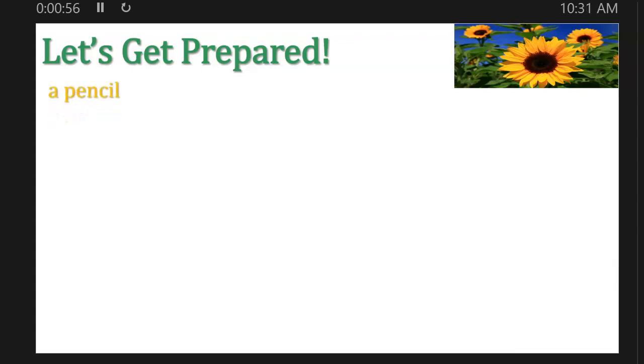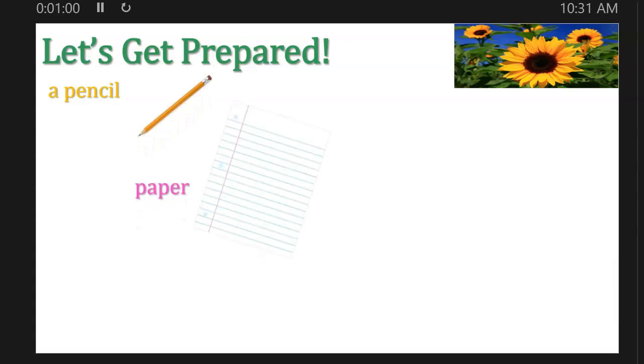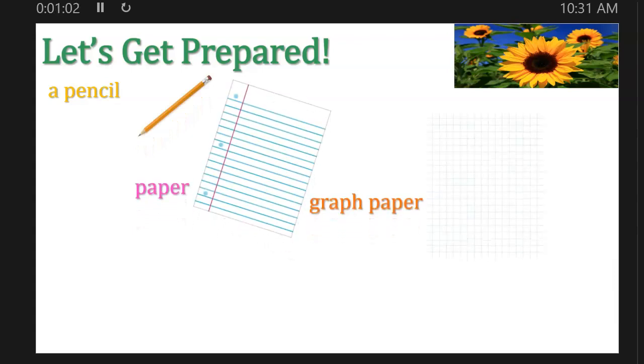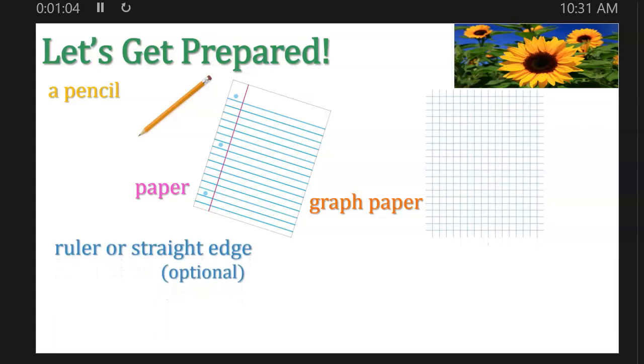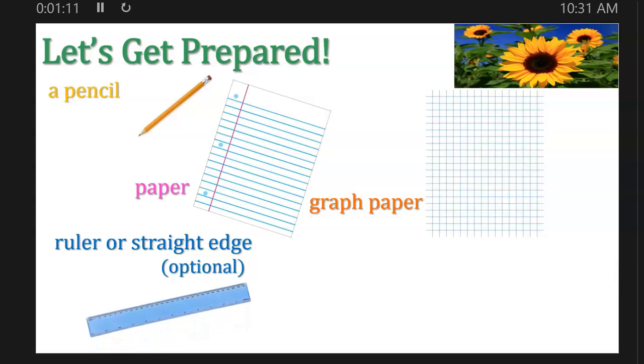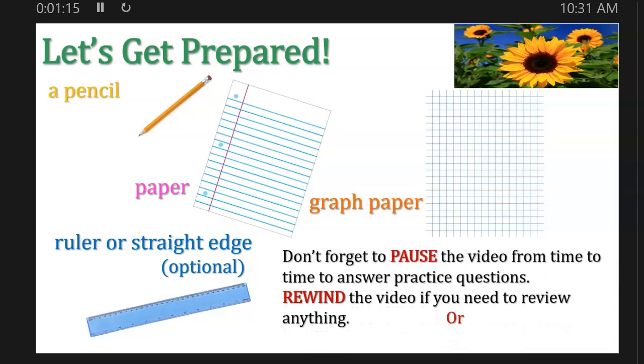We're going to need a pencil, preferably with an eraser in case we make mistakes. Also some paper in order to take notes, and some graph paper, definitely, so that we can draw our transformations. And then a ruler or straight edge is optional, but might be useful if you would like to draw straighter lines. Don't forget to pause the video from time to time to answer practice questions, or rewind the video if you need to review anything before you try to answer some of the practice questions.